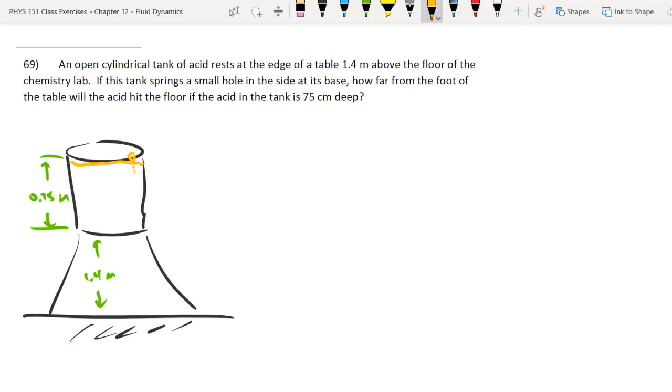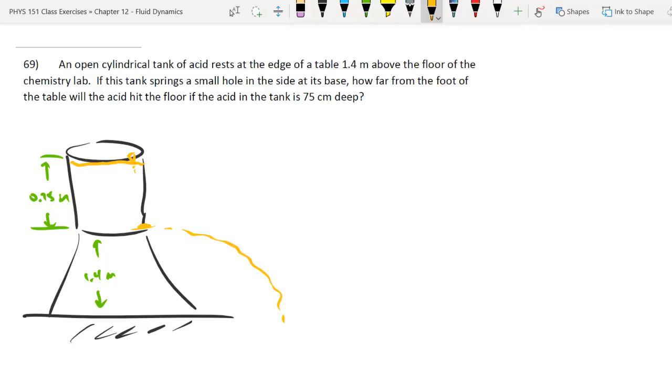Okay, so we get this little puka right here at the bottom, and let's say that it shoots out horizontally, and then it ends up landing on the floor. So we need to know, how far back do we need to stand, I guess, in order to not get hit by this acid.